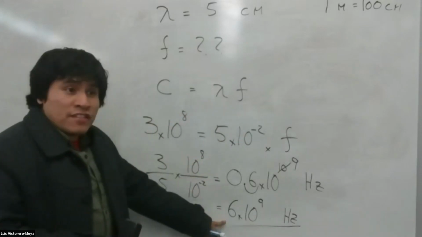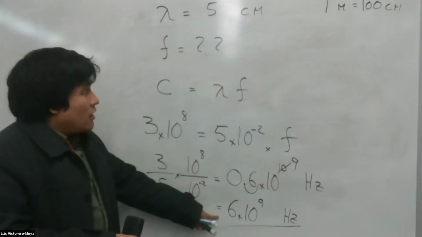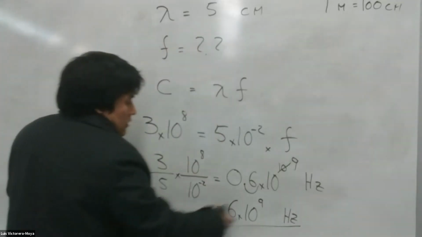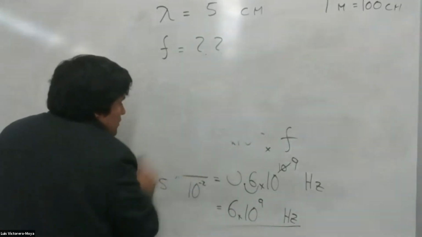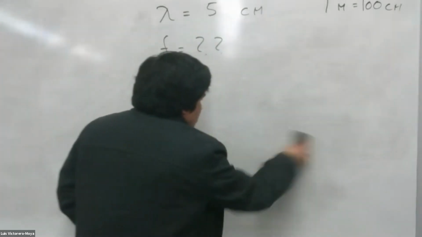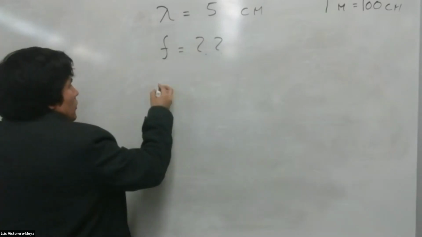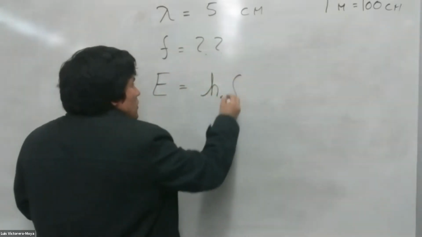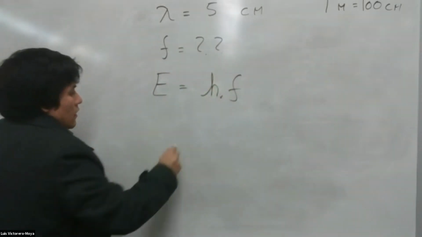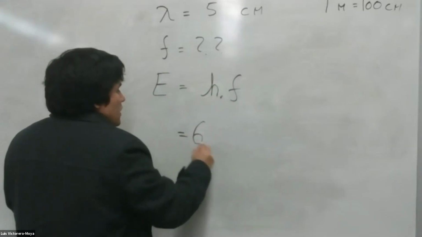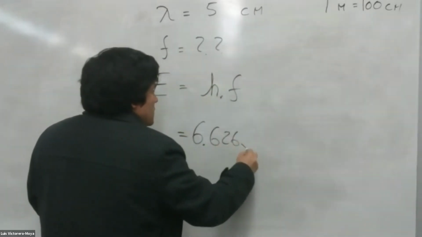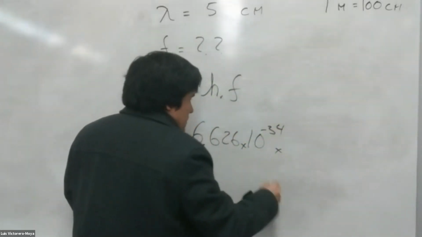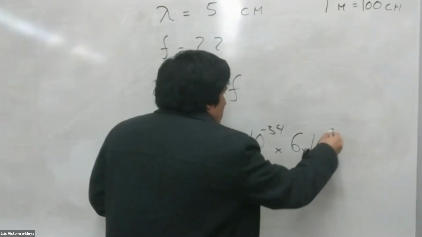Now, let's see if I want to use this frequency to find the energy of this wavelength, of this light. So I already found the frequency, 6 times 10 to the 9. Now let's use the Planck equation. So the energy is h times frequency. What's h? 6.626 times 10 to the negative 34, times 6 times 10 to the 9.